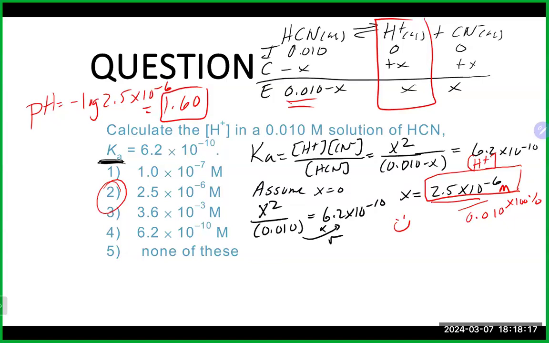Any questions on any of those steps there? So again, make the assumption and hope it works. It can save you some time, make it a little bit quicker of a problem. Any questions on weak acids, how to deal with weak acids? Pretty much the same thing as a normal equilibrium problem, just with that additional thing of the pH equation. Any questions?